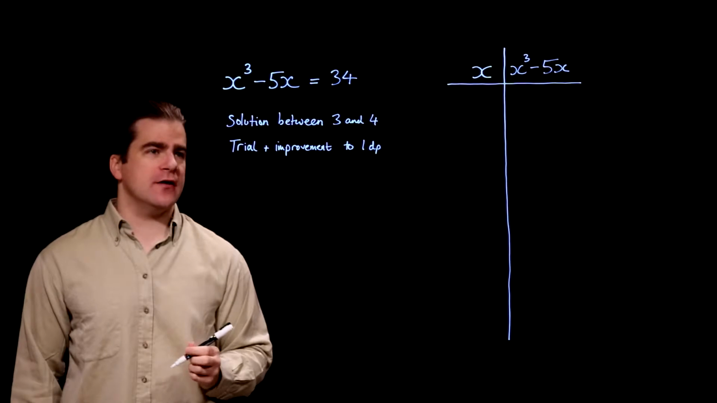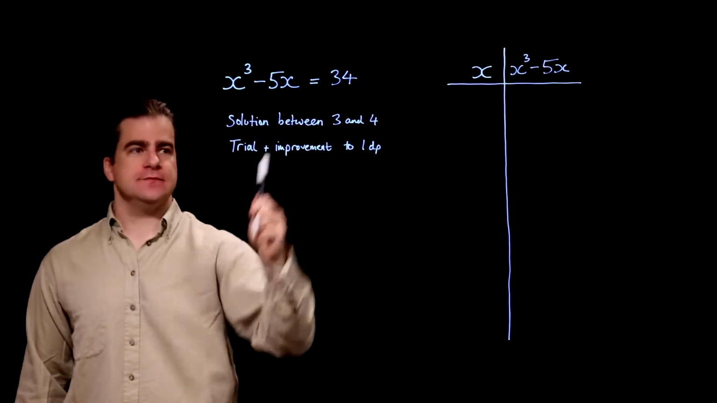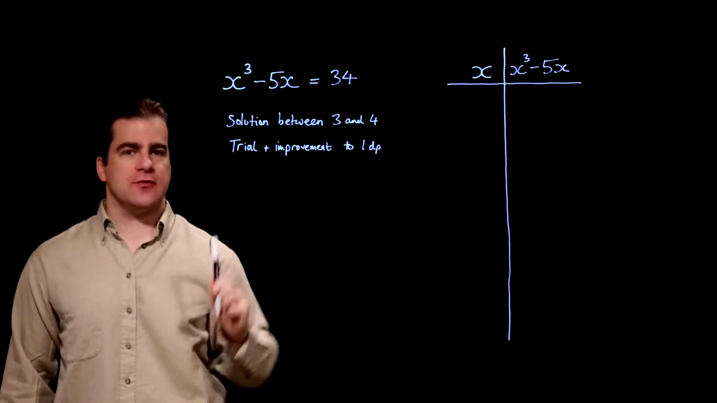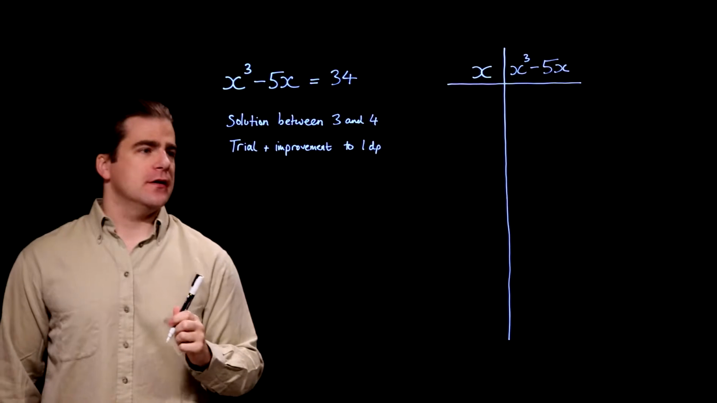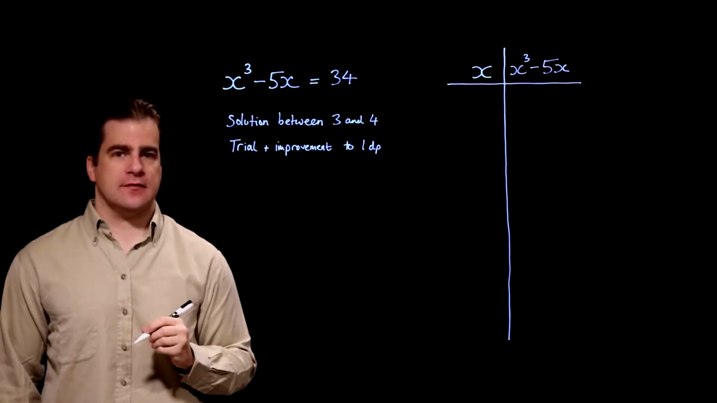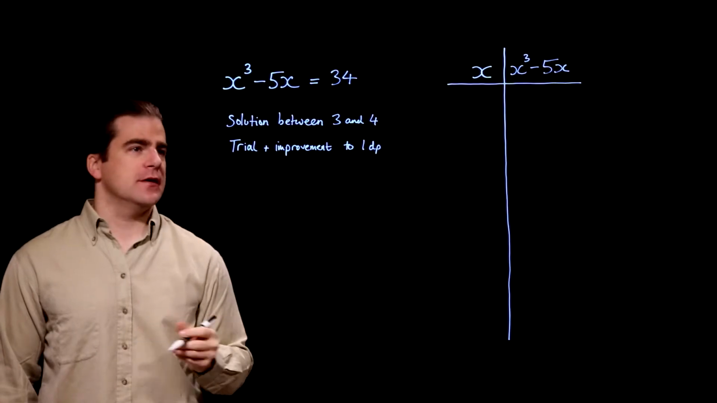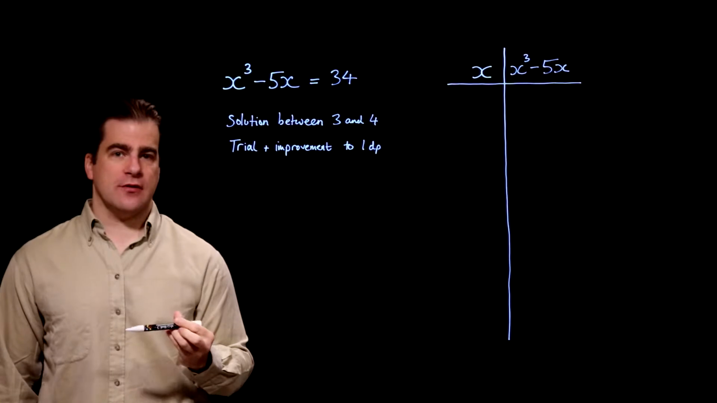Okay, we have to use trial and improvement to find the solution to this equation. We're told the solution is between 3 and 4. That's nice of them. That's a big help. And we have to give the solution to one decimal place.